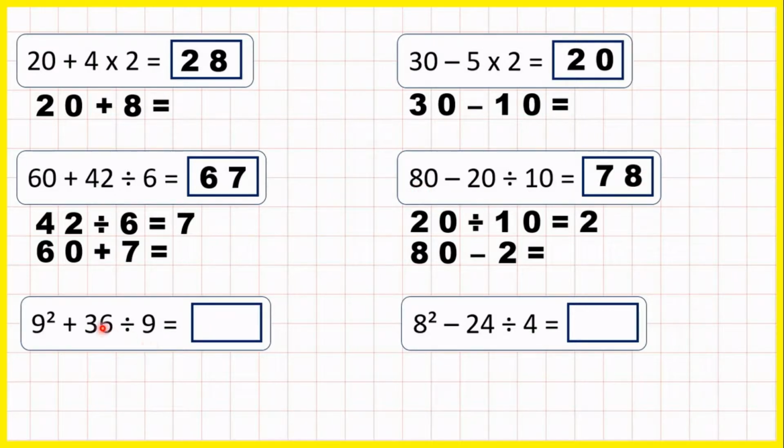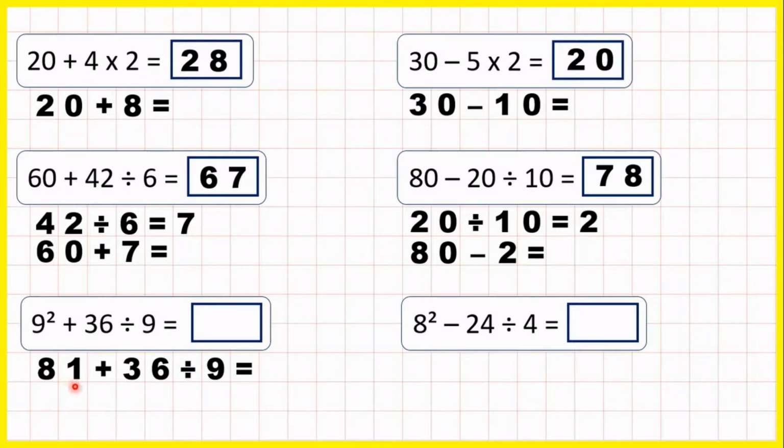Now for these last questions we have powers, so we have squared symbols. And when you have squared symbols or cubed symbols or any power, you always do that before you do anything else apart from brackets. So we need to deal with this 9 squared first. Remember, this squared symbol means multiply the number by itself. So 9 squared means 9 times 9, which is 81.